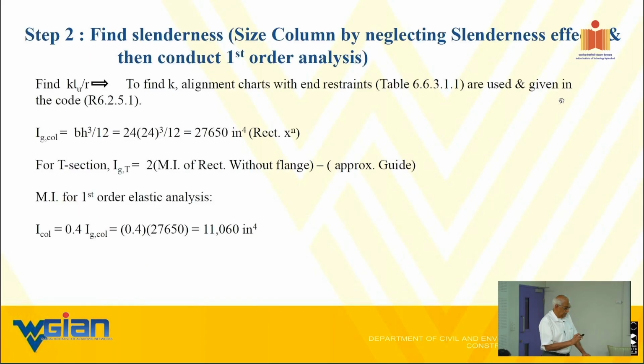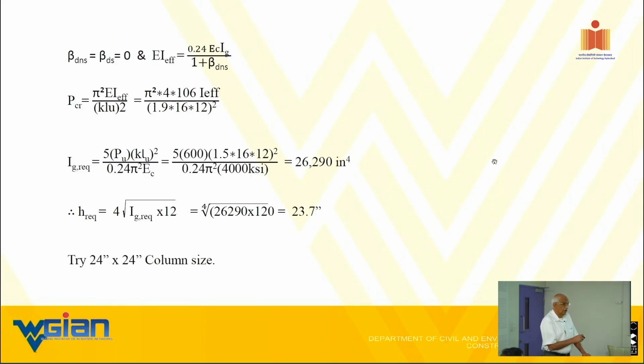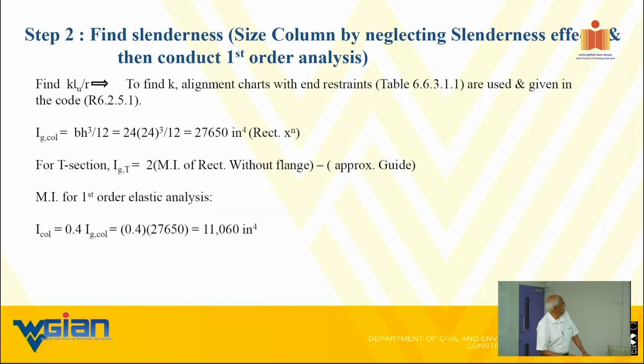So we arrived at a column size as a starting point. Step 2: find the slenderness aspect of it by neglecting the slenderness effect, then conducting the first order analysis. The first order analysis is without the P delta, and is based on empirical values that we gave you. Then we have reduced I values. You remember? Yes. So that is the key word.